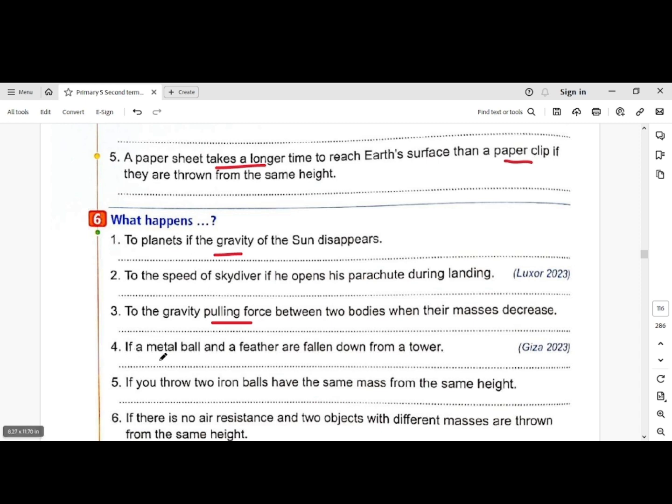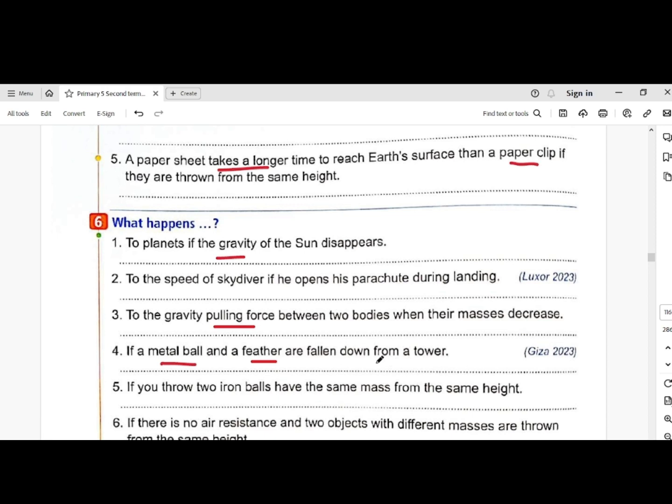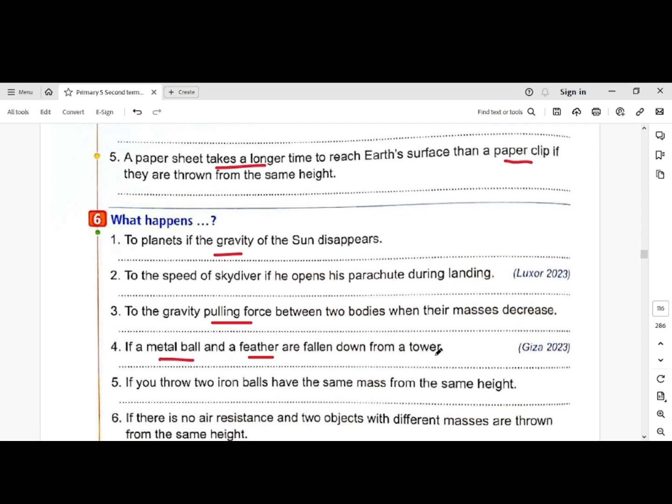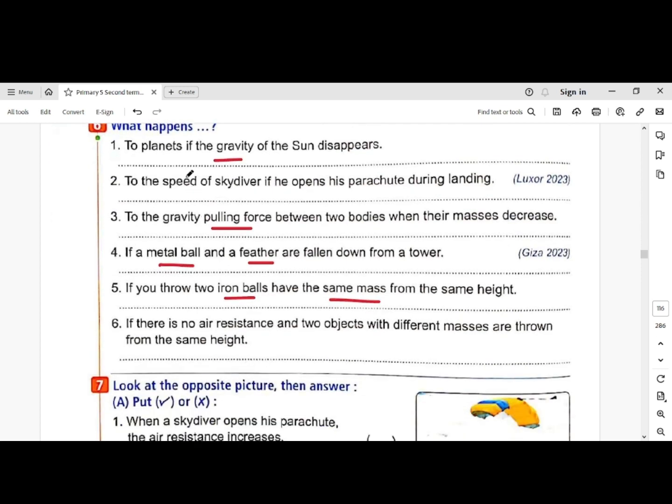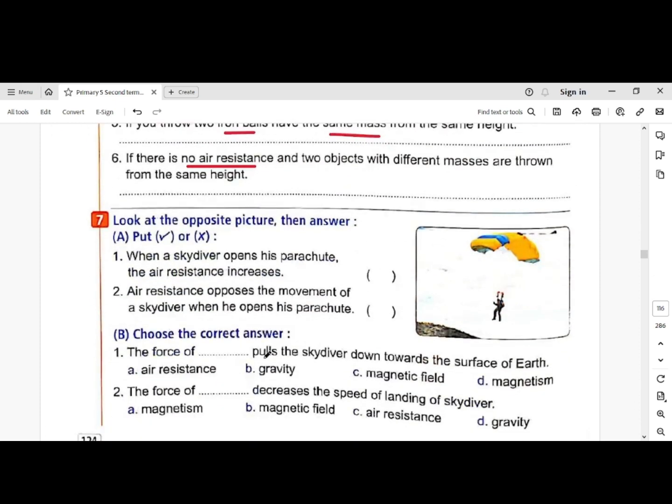What happens if a metal ball and a feather are falling down from a tower? The metal ball will reach the ground faster than the feather. What happens if you throw two iron balls that have the same mass from the same height? They will reach the ground at the same time. What happens if there is no air resistance and two objects with different masses are thrown from the same height? They will reach the ground at the same time.